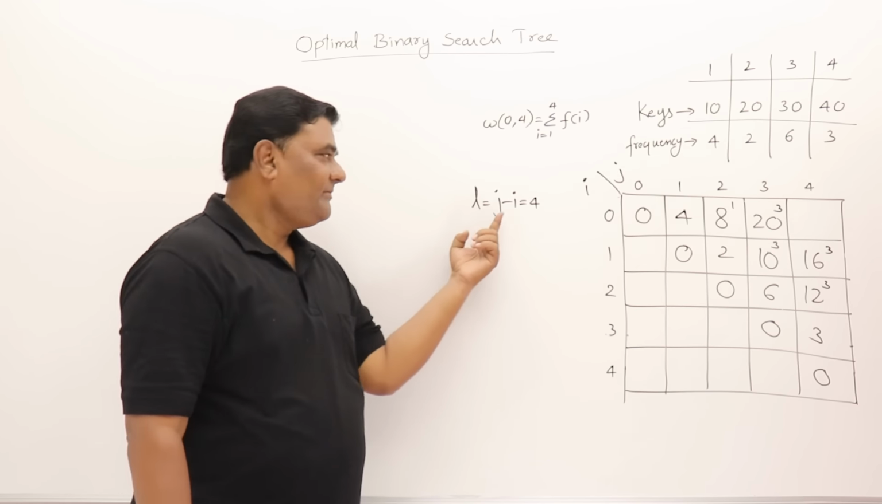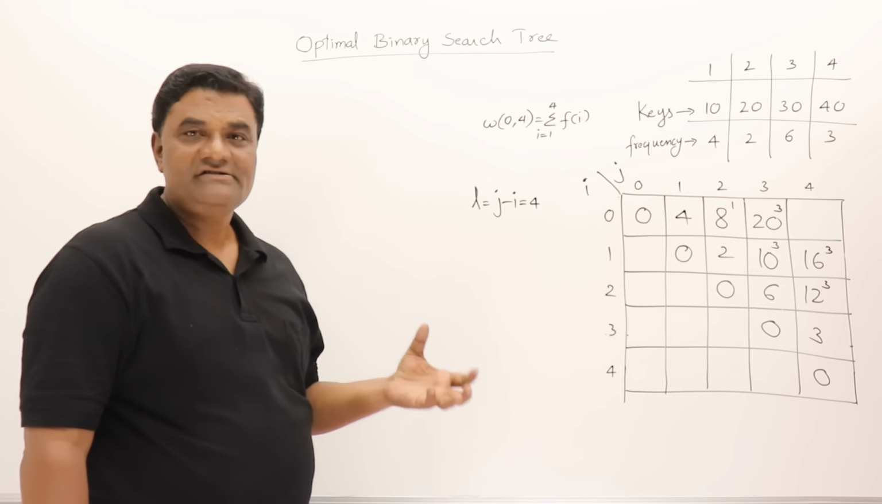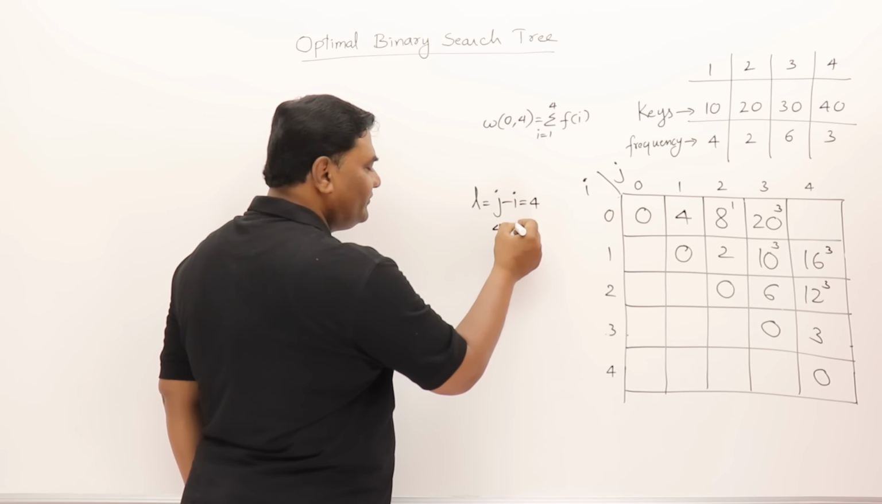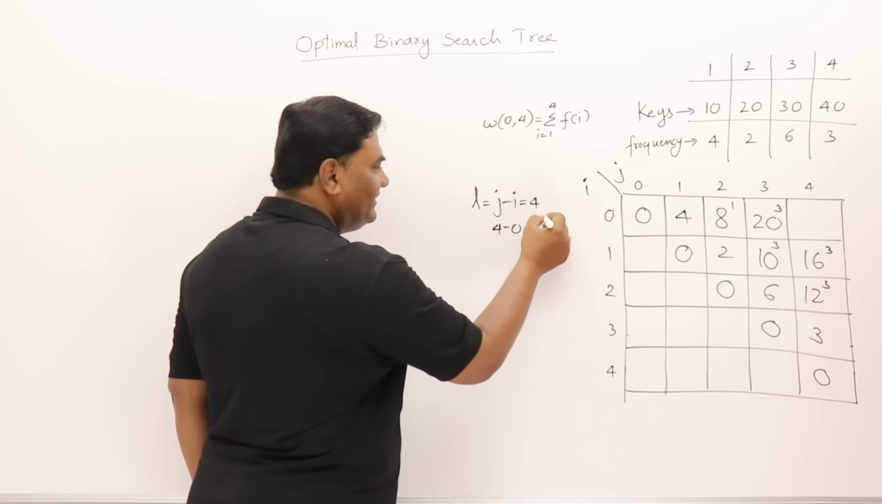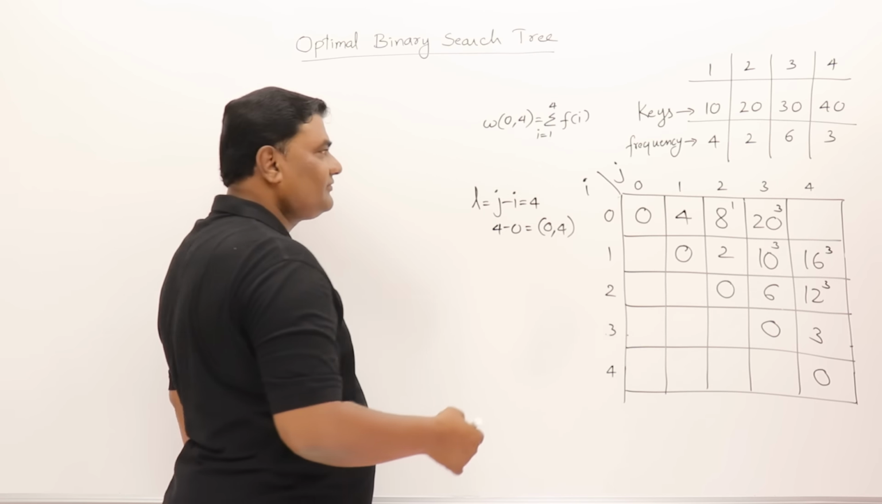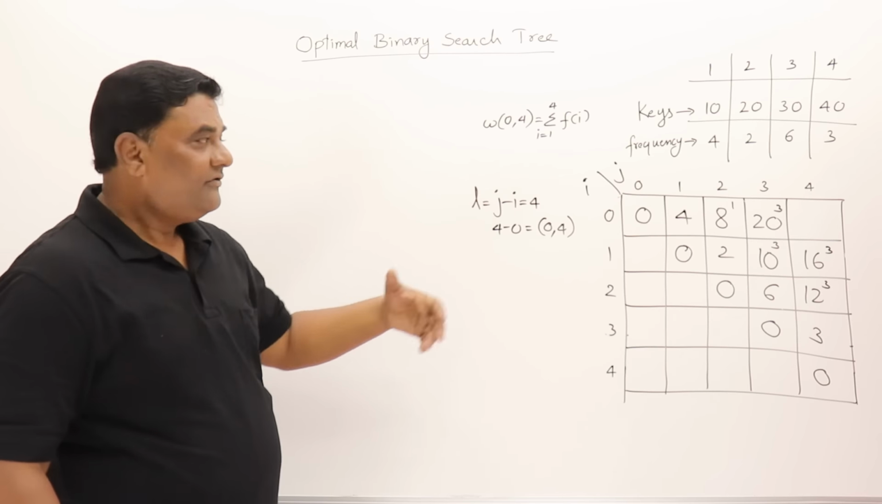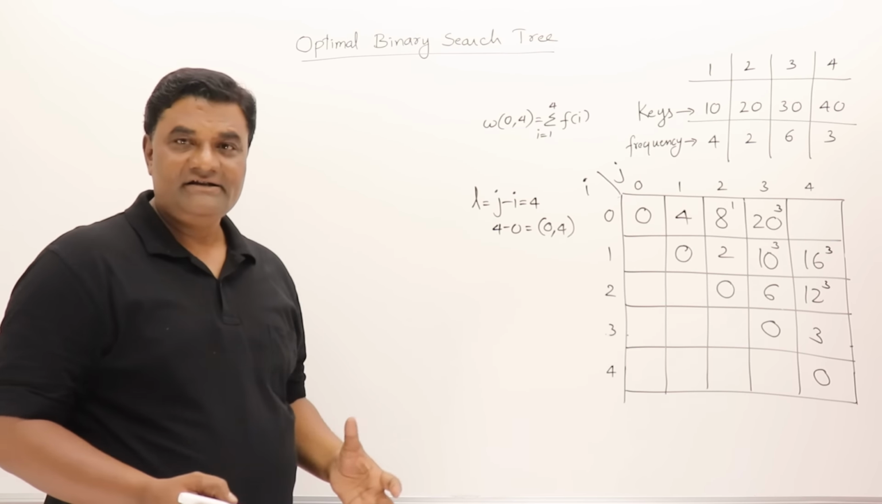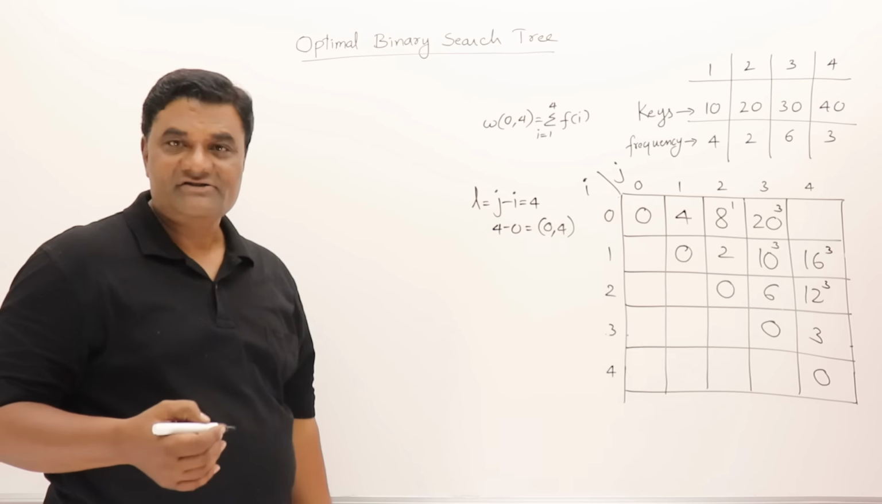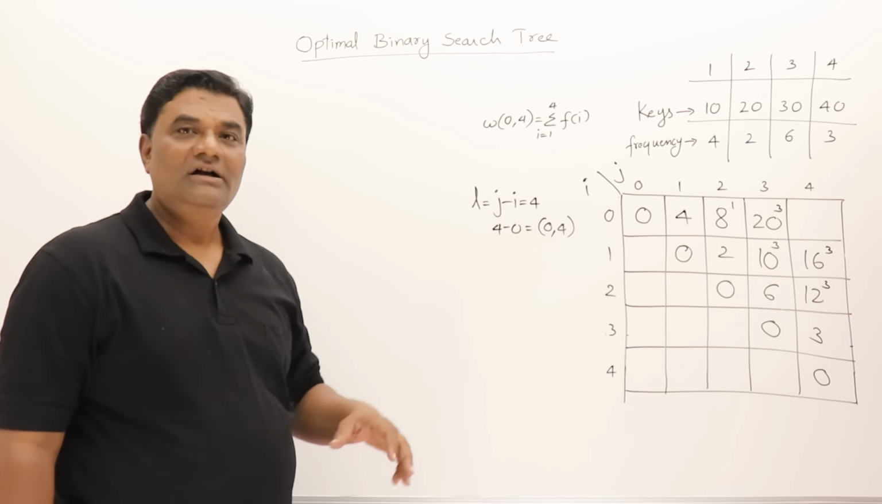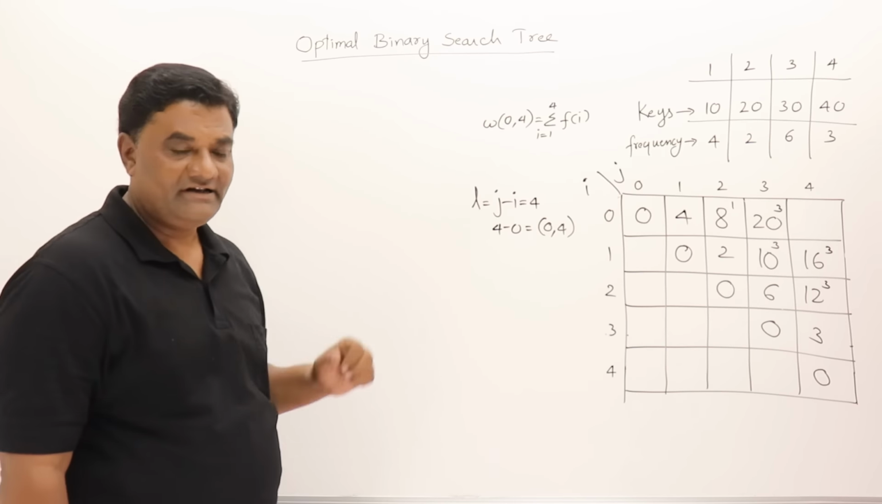Now next, j minus i equal to 4, then I should consider 4 keys. So for this, the possibility is 4 minus 0, that is 0 comma 4. So finally I have to find out this last value. For that, from all possible binary search trees, I have to pick the best one. That's going to give me the optimal cost. Now I will directly use the formula and solve that one.